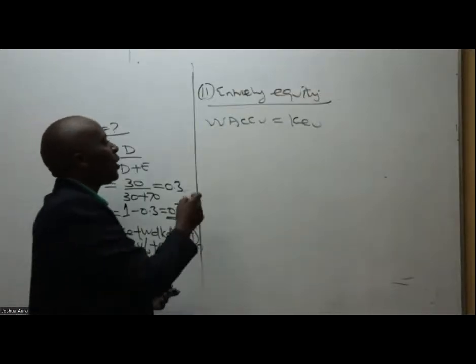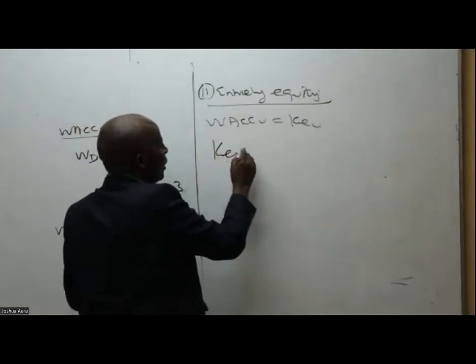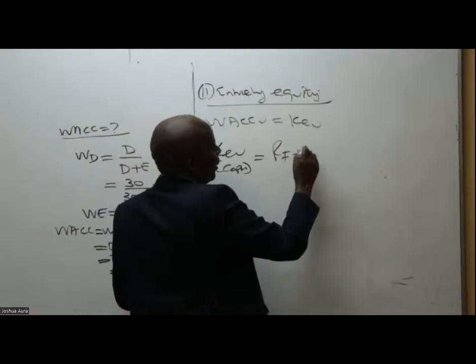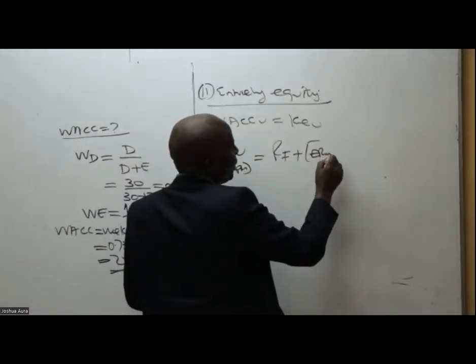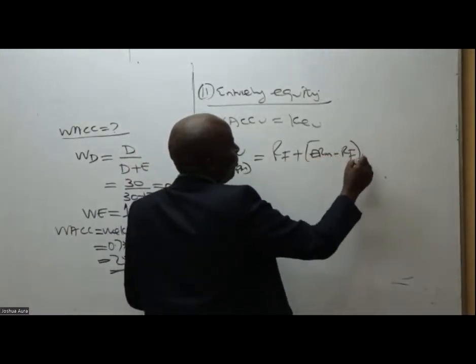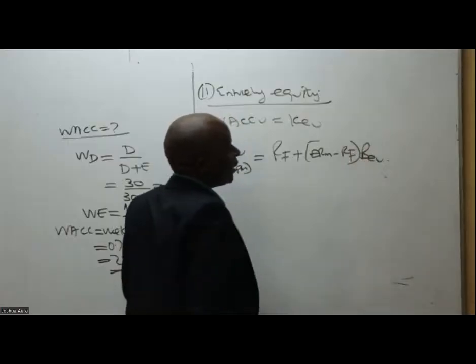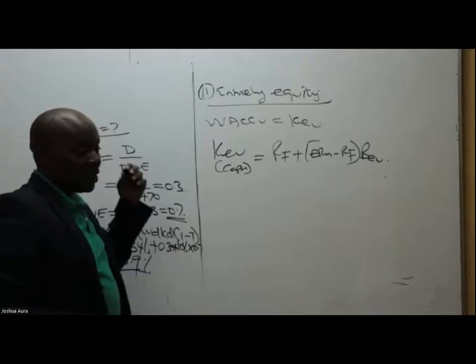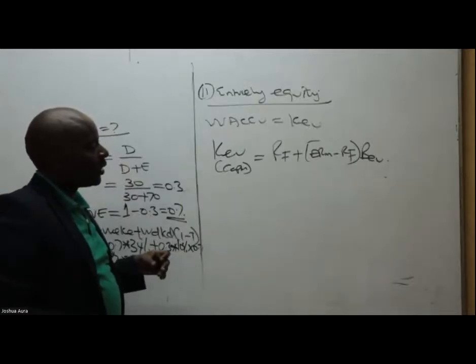And to get Ke is quite a simple thing. Using CAPM, I take the risk-free plus market returns minus risk-free multiplied by beta. Just that. I do not need a lot of workings here really.